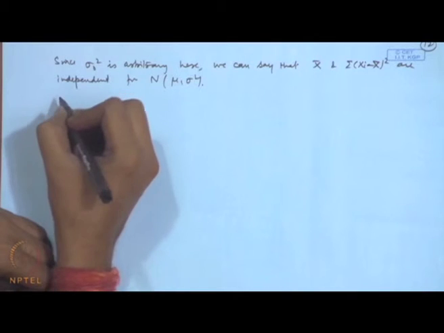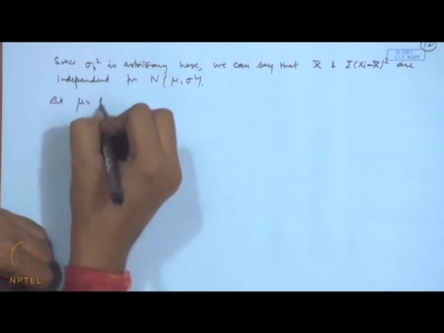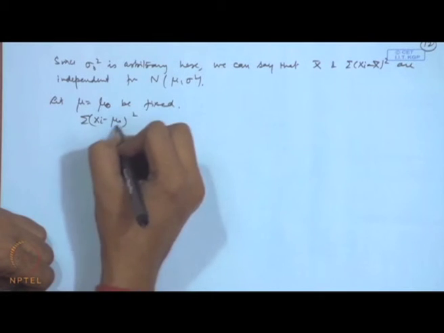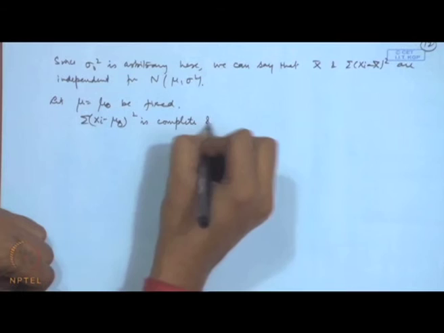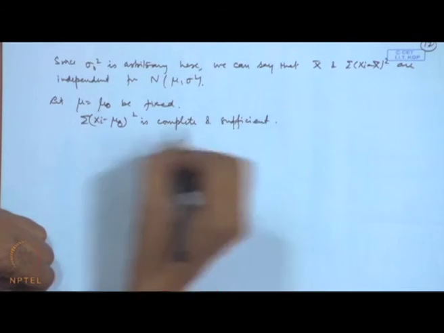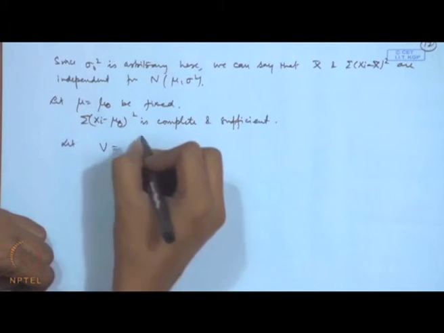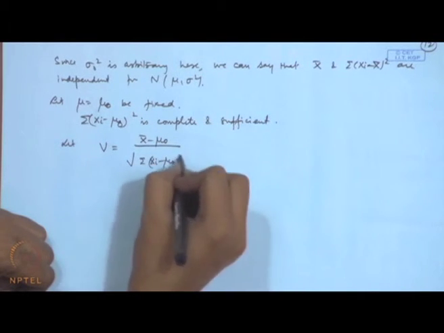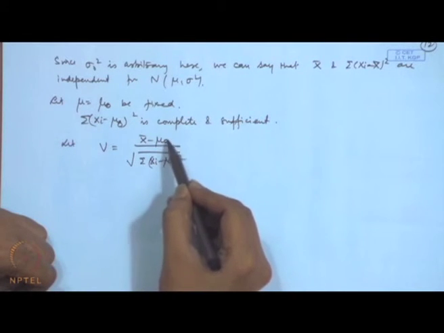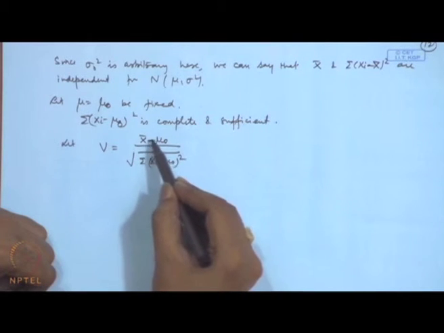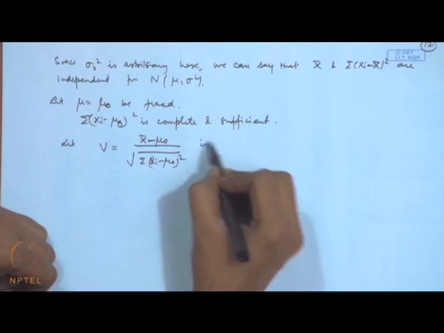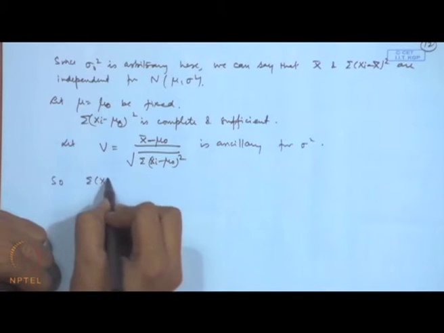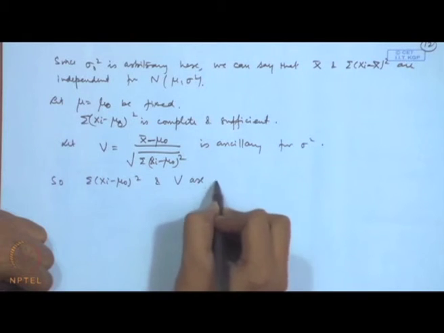Let me take another application here. Suppose I fix mu is equal to mu naught. If we take this, then sigma Xi minus mu naught square is complete and sufficient. Let V be of the form X bar minus mu naught divided by square root of sigma Xi minus mu naught square. You can see here, if I divide by sigma in the numerator and the denominator, then the distribution will become free from the parameters. This is ancillary here. So, sigma Xi minus mu naught square and V, they are independent here.